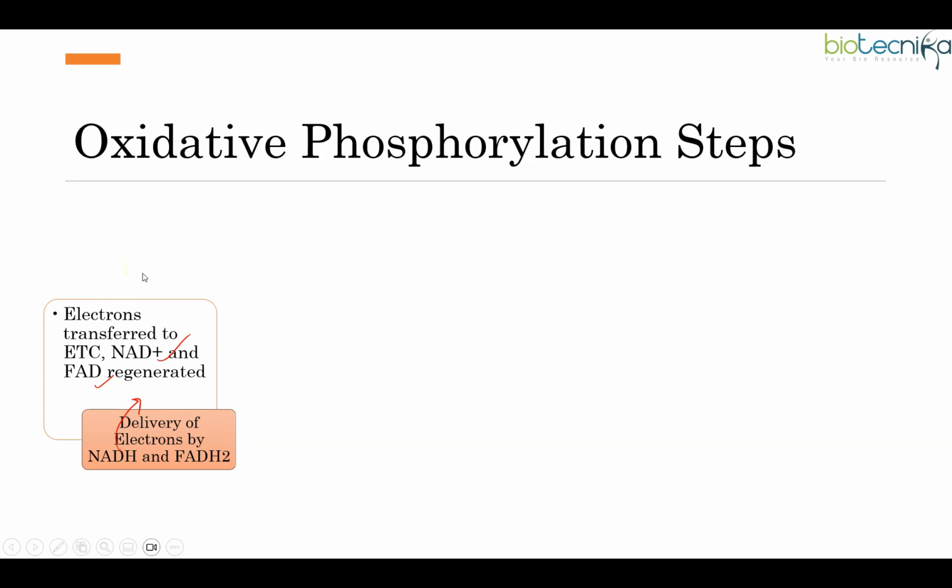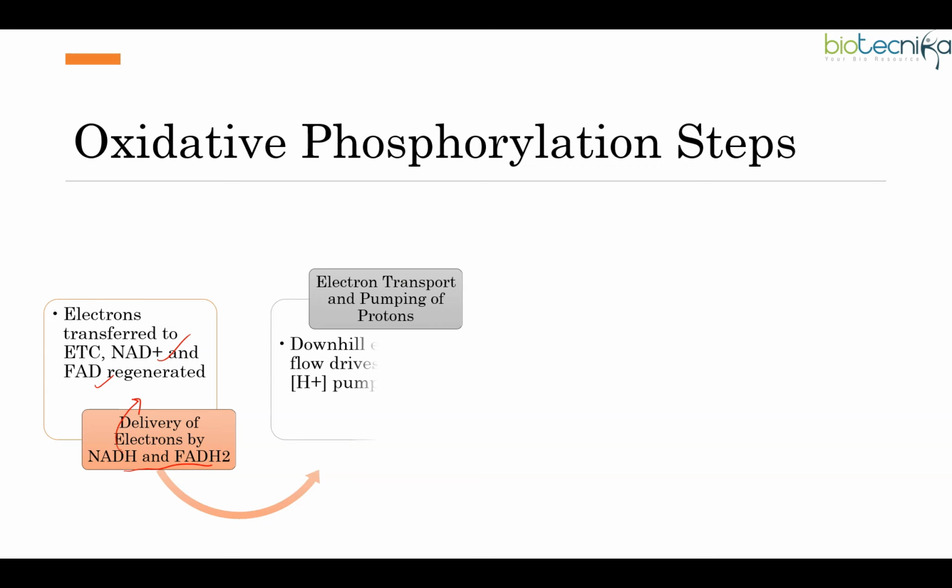I hope everyone is aware of glycolysis and the Krebs cycle. This is how the macromolecules will be oxidized to generate electrons, which are then carried by NADH and FADH2. Now what about these electrons? What will happen to these electrons? As I said, the electron transport chain consists of a series of complexes where the electrons will be transferred from one carrier to another carrier.